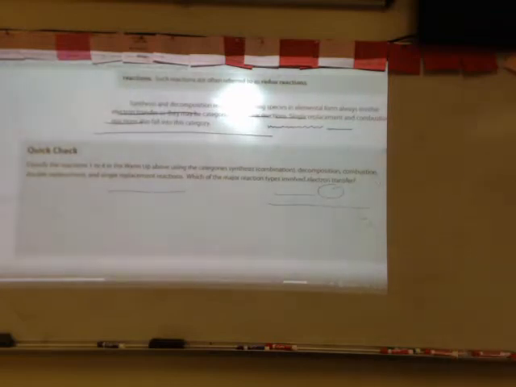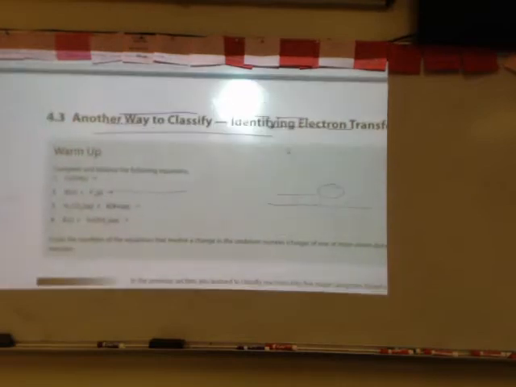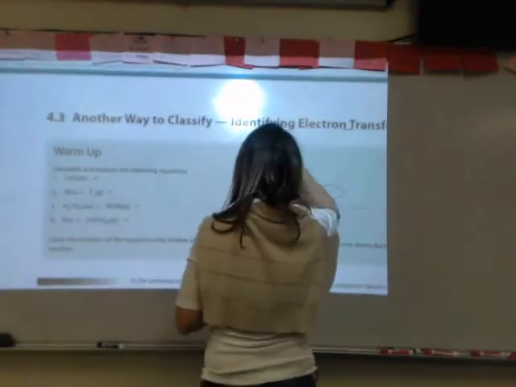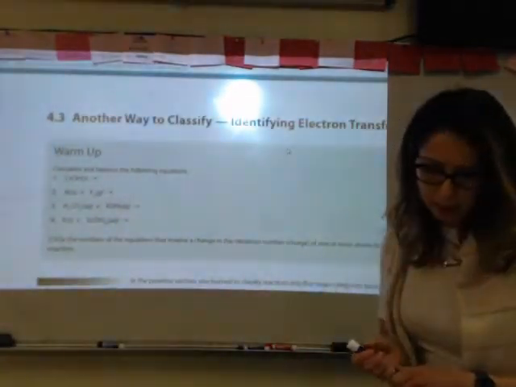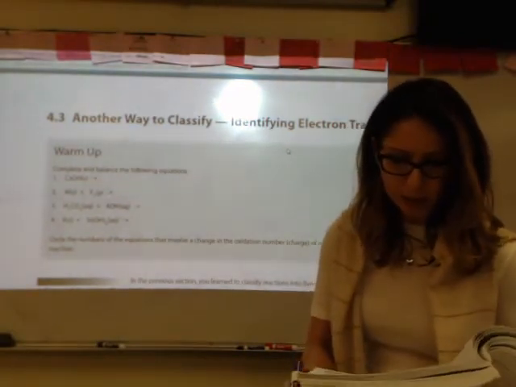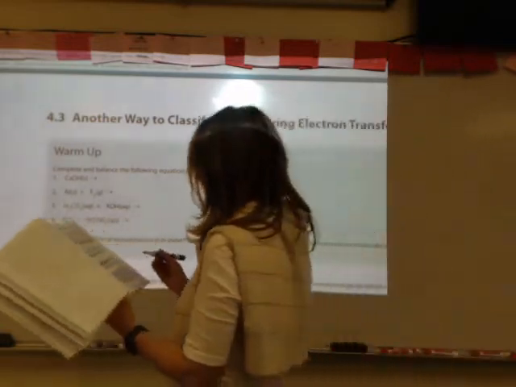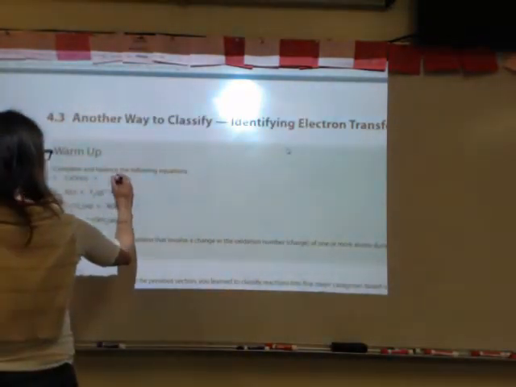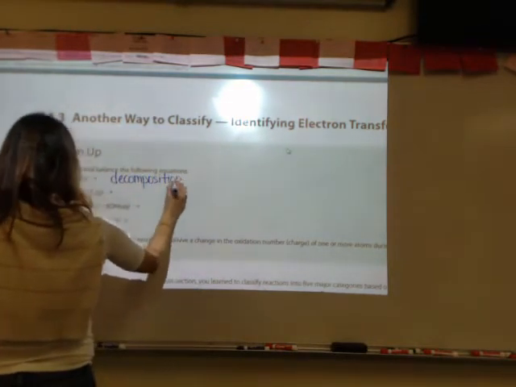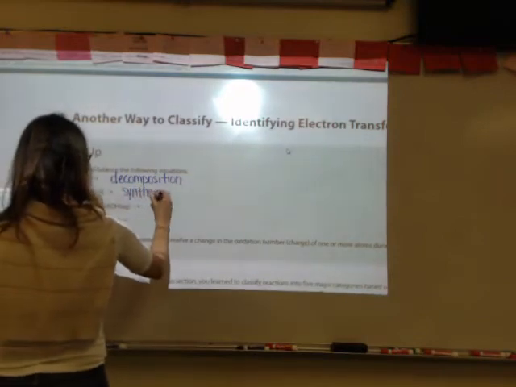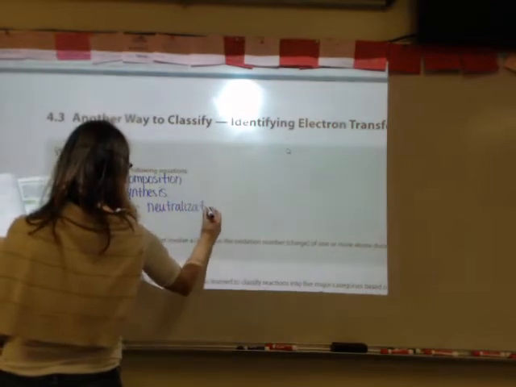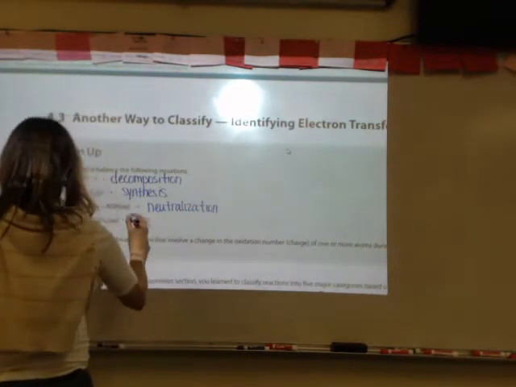So let's take a look back up at the warm-up, and we're going to answer the quick check at the bottom of the page by using this warm-up. It says classify the reactions using the categories synthesis, decomposition, combustion, double replacement, and single replacement. So for number 1, this is decomposition. Number 2 was synthesis. Number 3 was neutralization. And number 4 was single replacement.